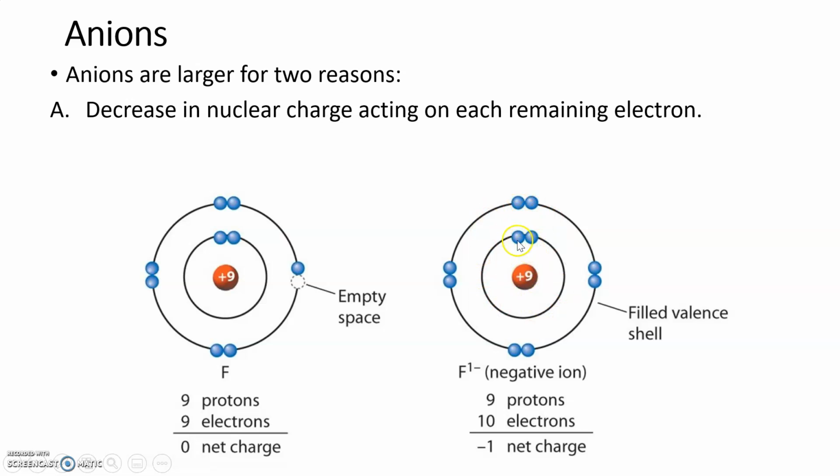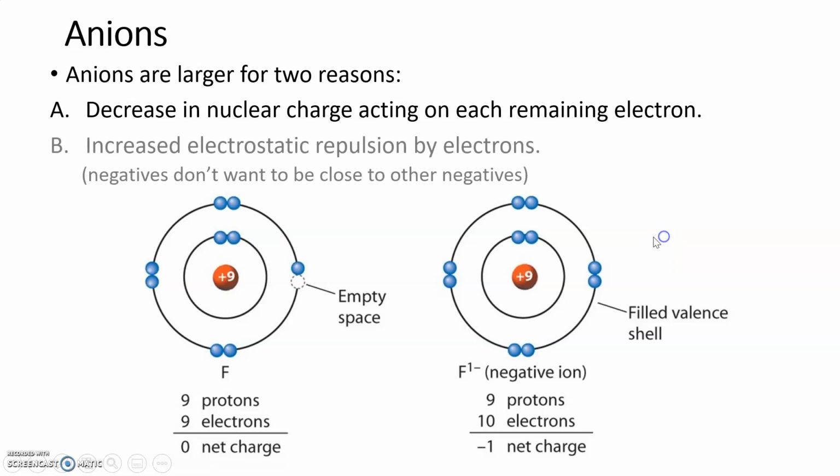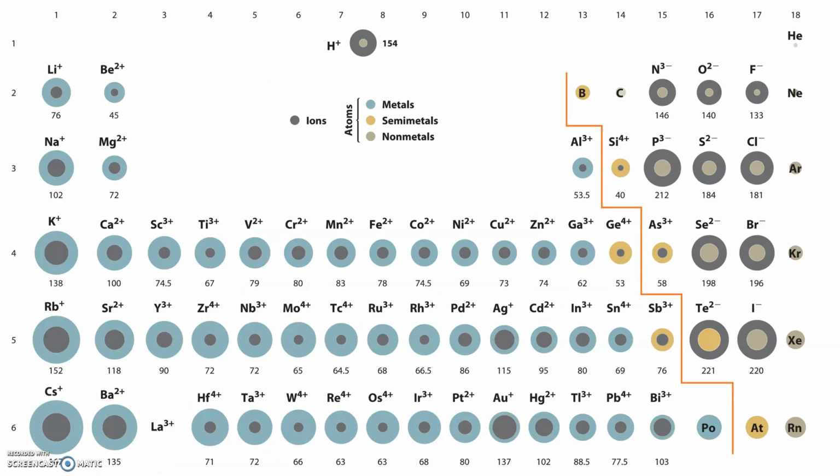And that's why we get a little bit larger atom. Those electrons are getting a little bit further away. The nucleus just can't hold on to them. The second reason is the electrons themselves. There are now more electrons in the same area. They don't want to be close to each other. They're all negatively charged. They need more room. So they spread out a little bit, and that makes them a little bit larger of an ion.